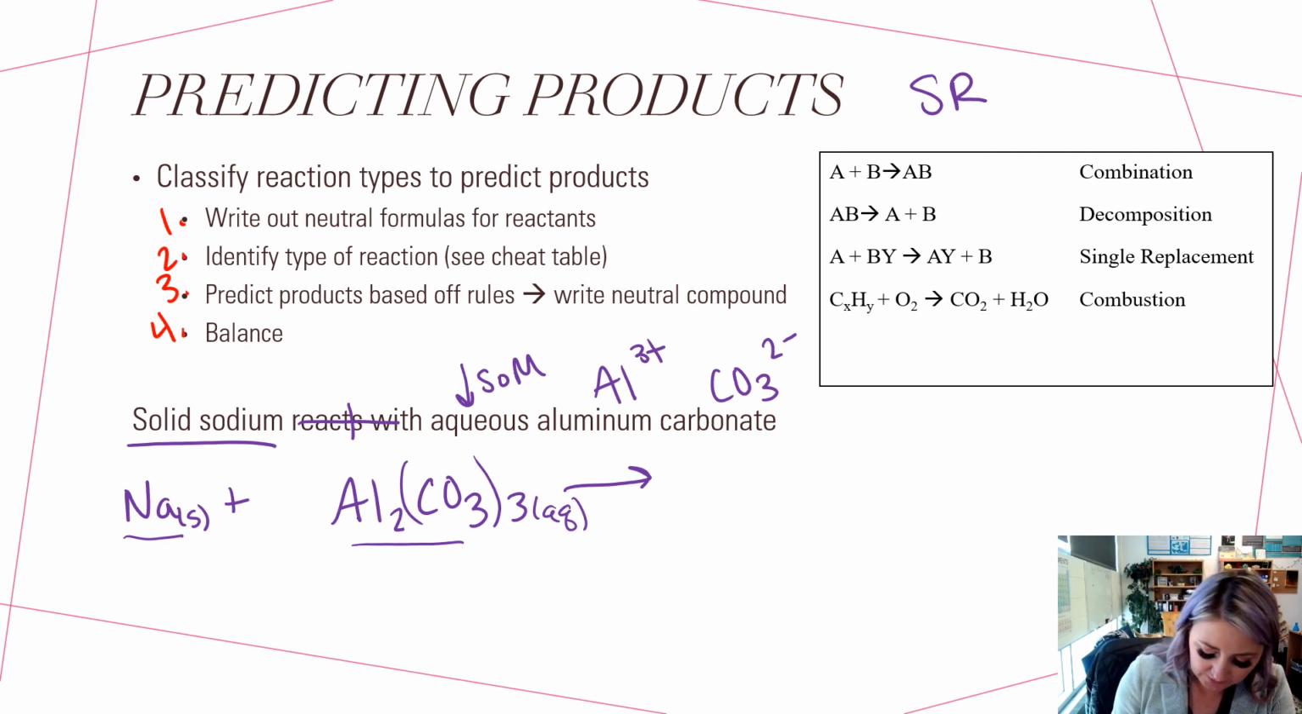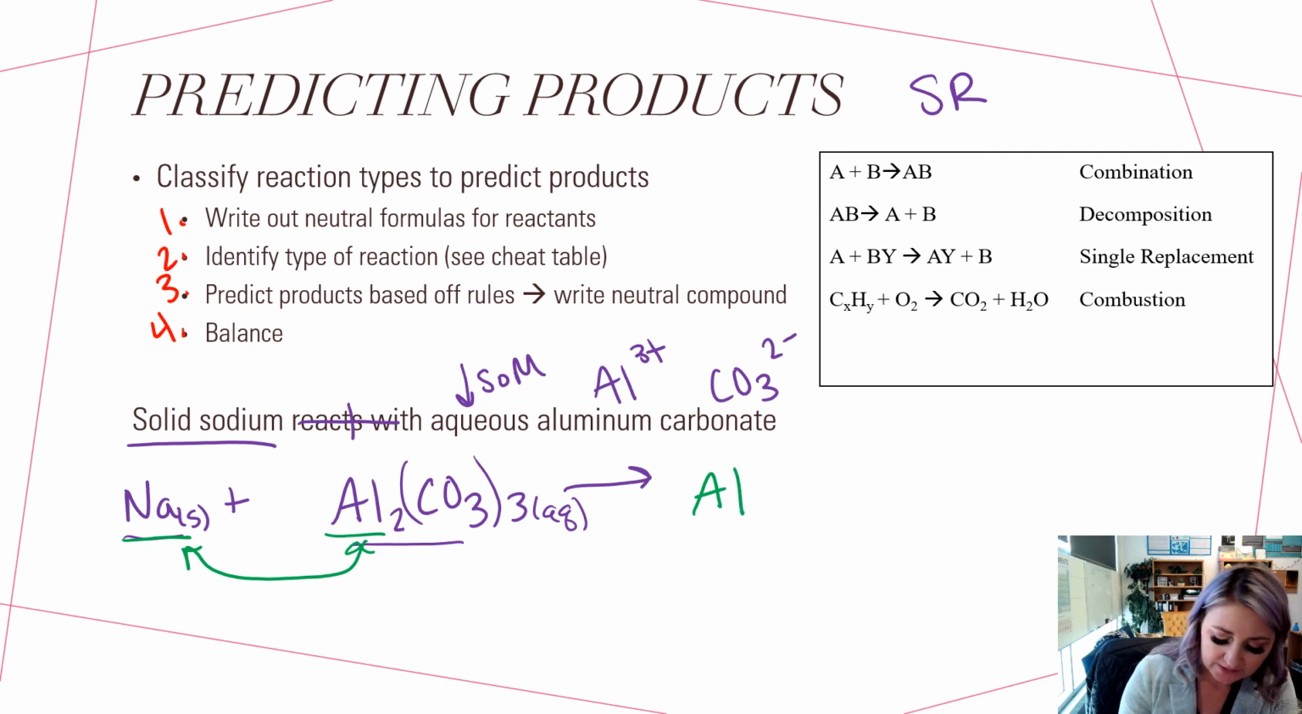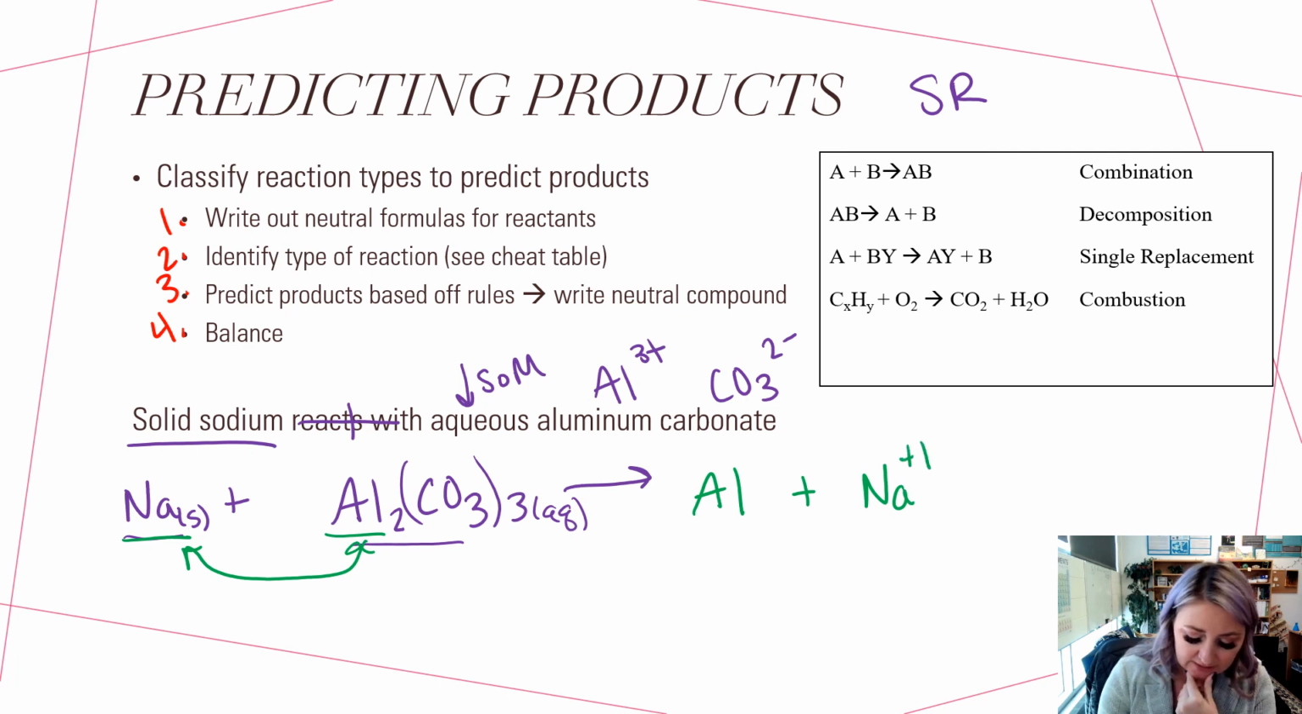So what I'm going to focus on now is I'm going to swap these two cations. Aluminum is now going to be by itself, so it's now neutral. And sodium, and I'm going to put my charges on here, is now with carbonate. I want to make sure that I drop and swap, creating a new neutral compound. So I can go ahead and erase my charges. It was a +1 on sodium and a -2 on carbonate.